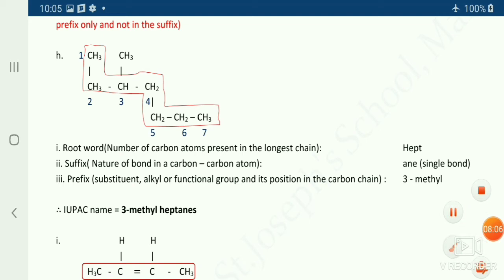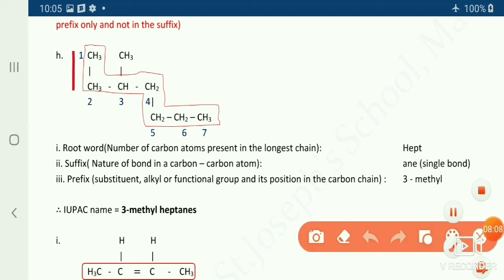The longest chain in this case, as you can see, is coming from here to here to here to here. So let's count the number of carbon atoms. 1, 2, 3, 4, 5, 6, 7. Meth, eth, prop, but, pent, hex, hept. So hept is the root word. Then we go with the suffix. All are single bonds, as you can see. So it is going to be ane, as you know. And then lastly we see the branch.